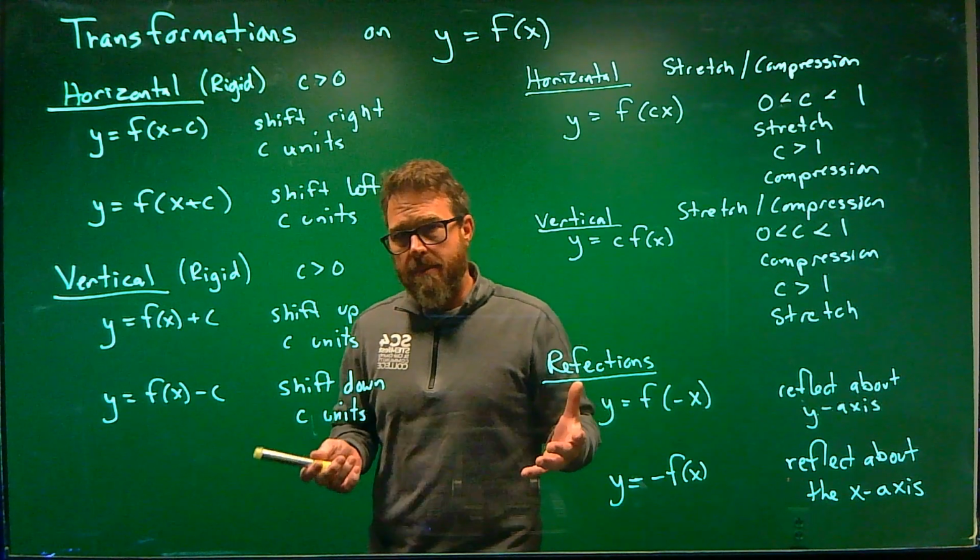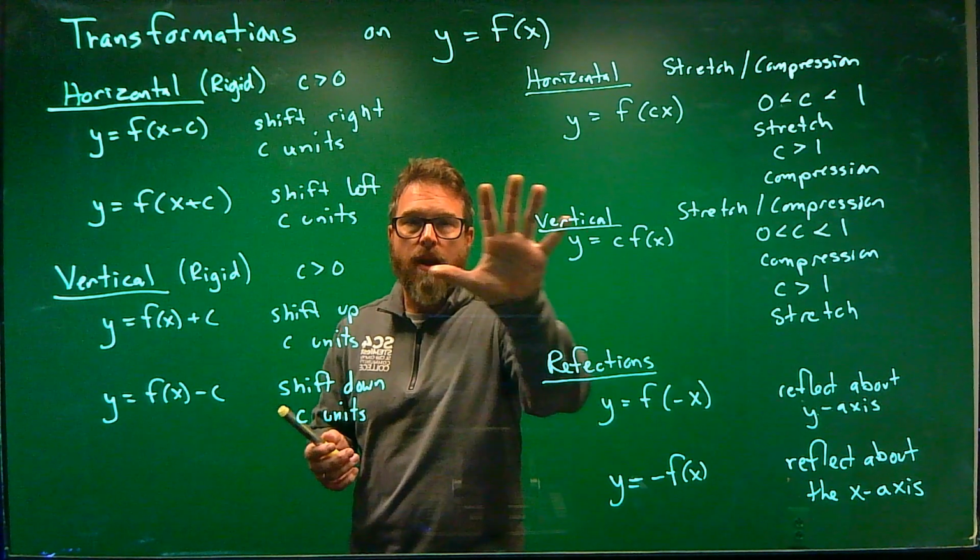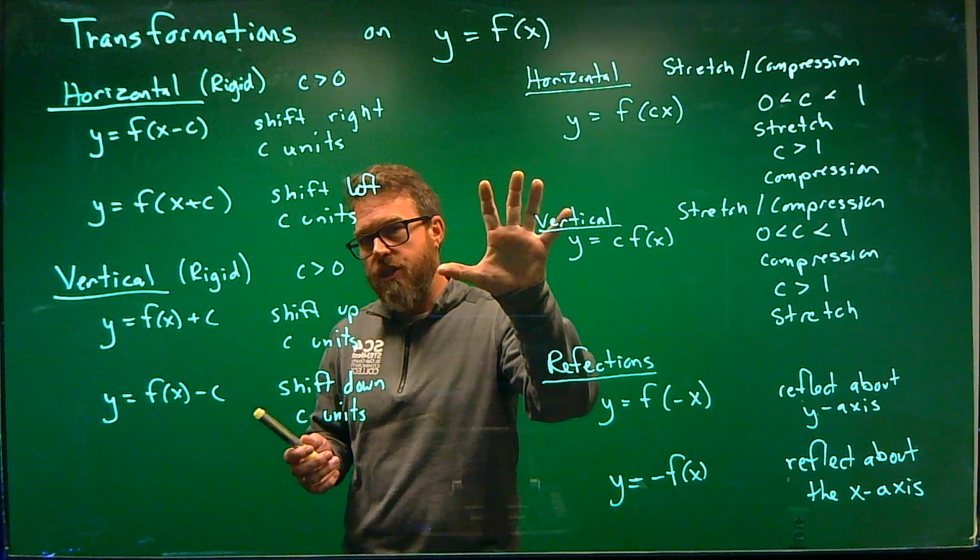So, transformations. Let's talk about horizontal, vertical, and we're going to start out with rigid transformations. And what I mean by a rigid transformation is I'm just moving the graph left and right and up and down. I'm not changing its shape.